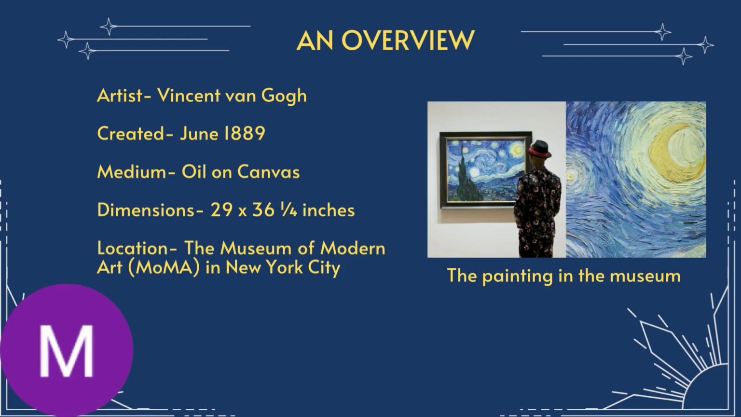A little overview about the painting. It was made by Vincent van Gogh, created in June of 1889 during his time at an asylum. It was made with oil on canvas. The dimensions are 29 by 36 and 1/4 inches, and it is located at the Museum of Modern Art, MoMA, in New York City. The picture to my right is the painting in the museum.